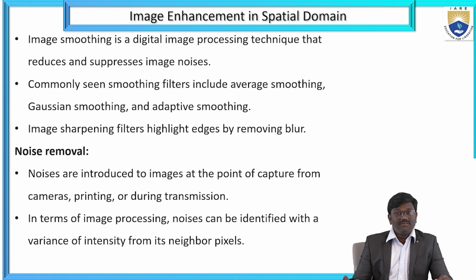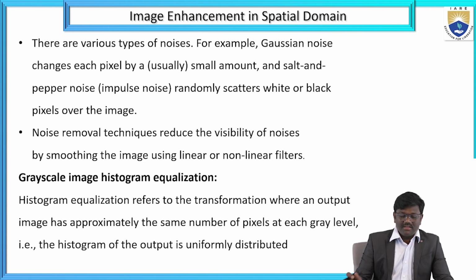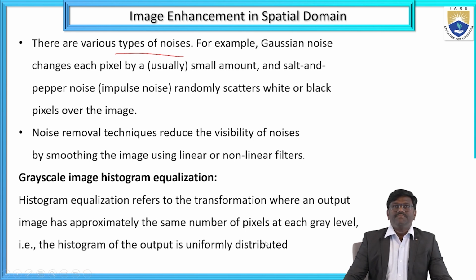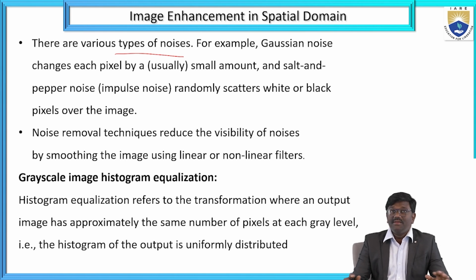Whereas in terms of image processing, noises can be identified with a variance of intensity from neighboring pixels. That is very simple. Let me go into detail about the various types of noises. For example, Gaussian noise changes each pixel by a small amount, while salt and pepper noise, also called impulse noise, randomly scatters white or black pixels over the image.